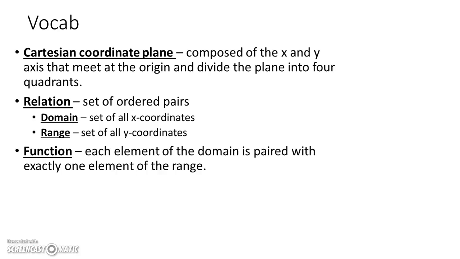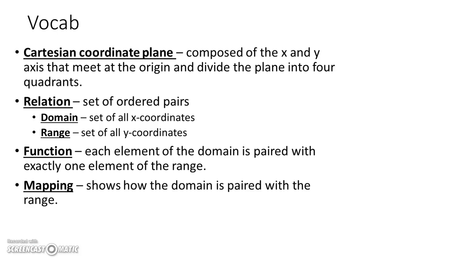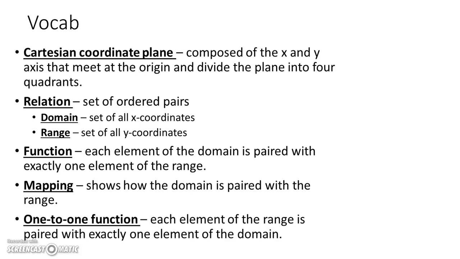Next, we have function. This is where each element of the domain is paired with exactly one element of the range. Mapping shows how the domain is paired with the range. And one-to-one function: each element of the range is paired with exactly one element of the domain.